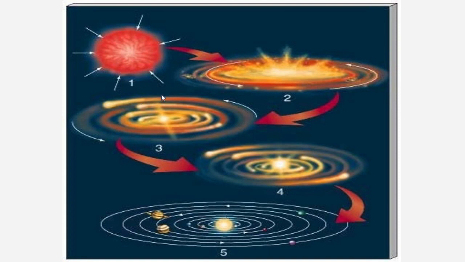According to the nebular theory, stars form from the massive and dense clouds of molecular hydrogen, giant molecular clouds. These clouds are gravitationally unstable.